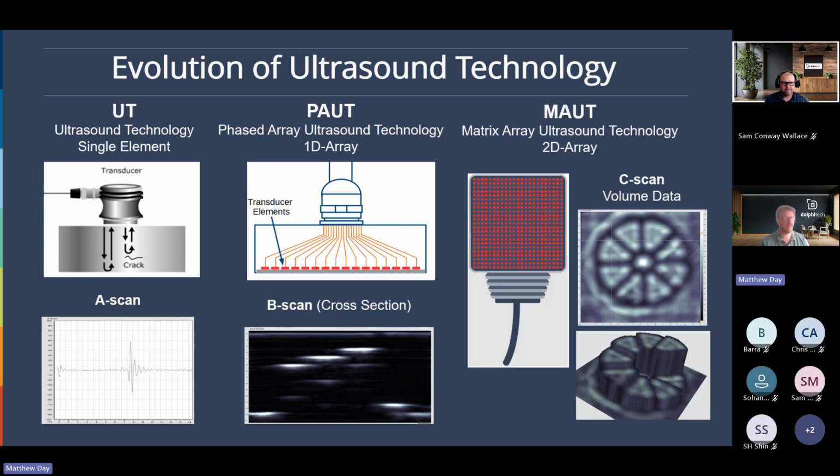Then 2009 along came matrix array. So matrix array ultrasound took what we already know from A scans and phased array in compression, and made it into a volumetric data set. So not only do you get 1 B scan, you get 2 B scans, an A scan, and C scans, and a 3-dimensional render, all within the same transducer footprint.